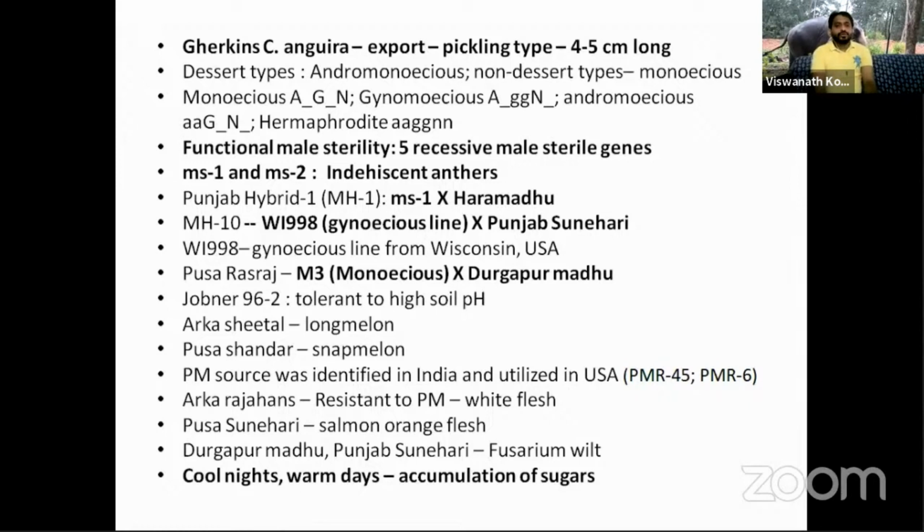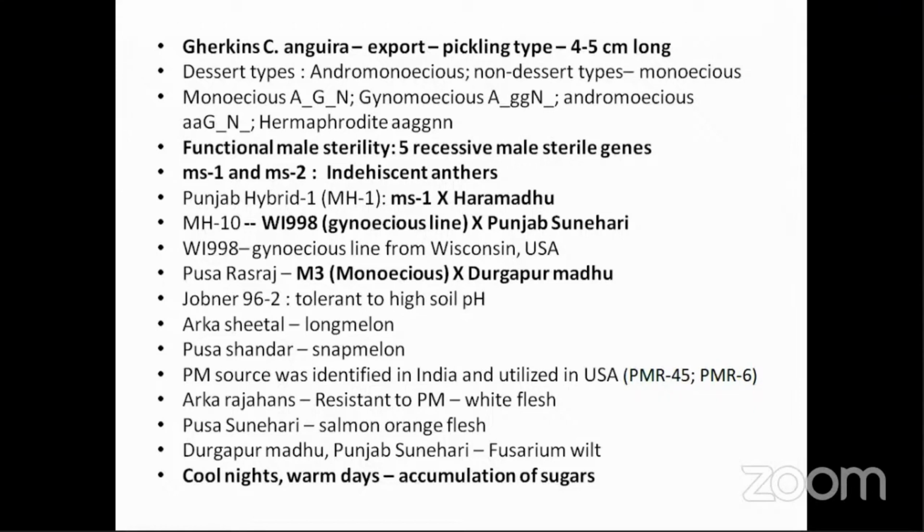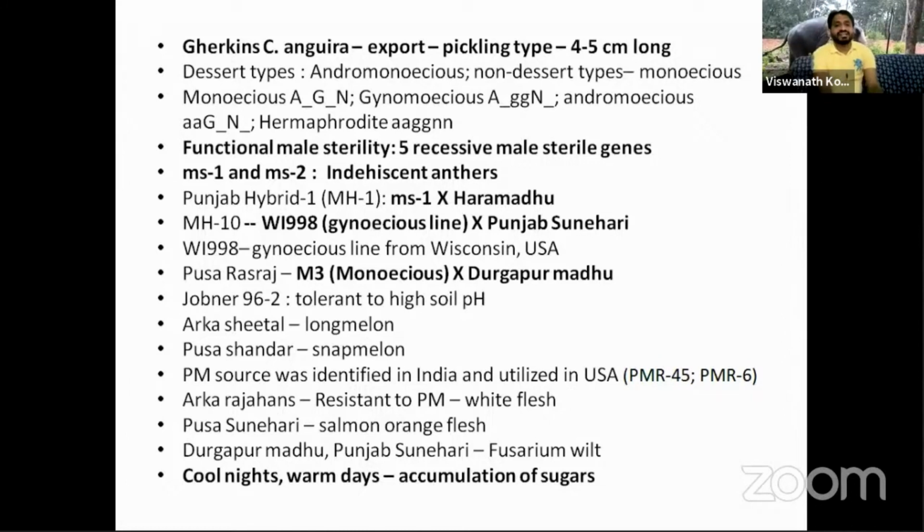So the powdery mildew resistance source was actually identified in India, and it was transported to USA and utilized there in the development of powdery mildew resistant lines, PMR45 and PMR6. And there are some important varieties. Arka Rajahans is resistant to powdery mildew. It has white color flesh, and Pusa Sunehari has orange color flesh. And Durgapur Madhu and Punjab Sunehari are resistant to fusarium wilt.